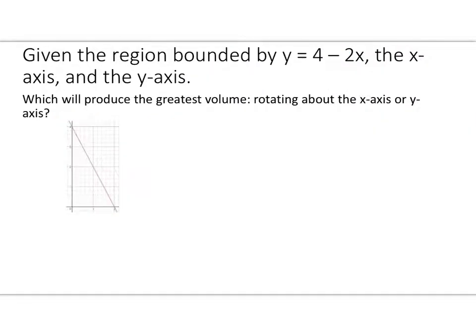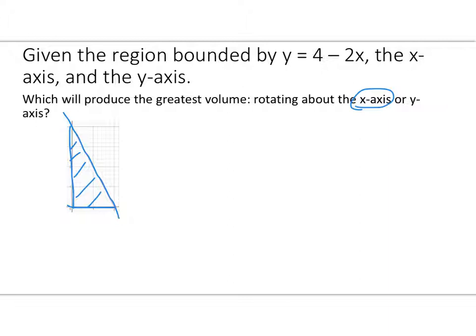Now for this one, we're given the region bounded by the line y equals 4 minus 2x, the x-axis, and the y-axis. So we're looking at this triangular region, and we want to know where we will get the greatest volume, if I rotate around the x-axis or the y-axis. So we're going to do both. Let's start with going around the x-axis.